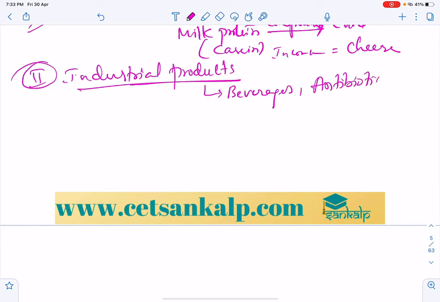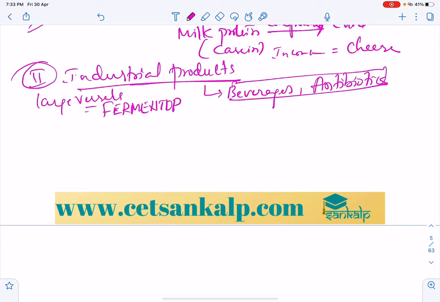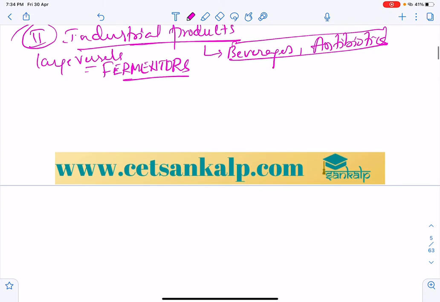To obtain these beverages and antibiotics, generally large vessels are used, which are called fermenters. This is very, very important. Large vessels used in industries are called fermenters. In these, fermented beverages are obtained. Let us take how these beverages are obtained. First, let us take the beverages.